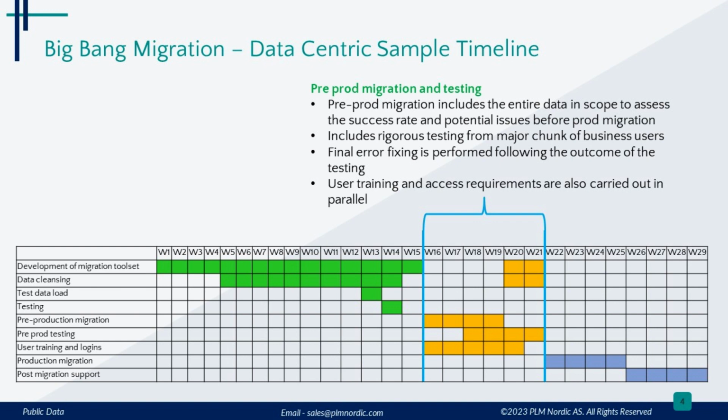One of the key aspects of successful migration is rigorous testing. A major chunk of business users are actively involved in this phase. They put the system through its paces, examining how it handles real-world scenarios and challenges. As a result of this rigorous testing, any errors or issues that arise are promptly reported. This report helps in the final round of error fixing that ensures the system is in its best possible shape for the production migration.